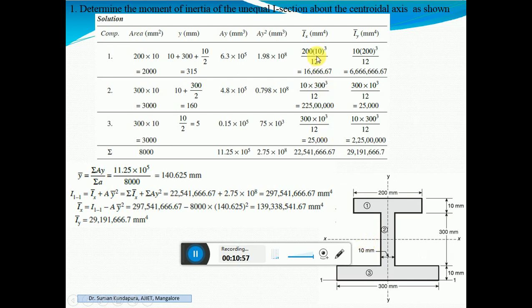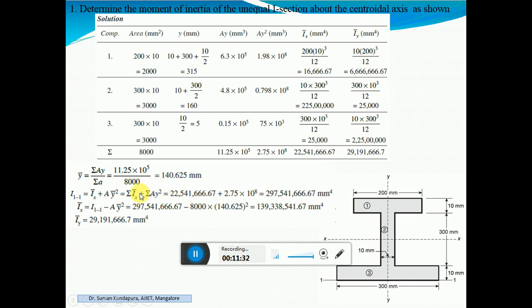Next one is Ix bar. The formula you have put here and substituted. Same formula for all the cases here, Ix bar, because all three are rectangles. So it is bd cube by 12, so much. Whereas in the case of Iy bar, it is db cube by 12. For all three, same formula, because all three are rectangles. Further, do the summation of this one. Do the summation of Iy bar.